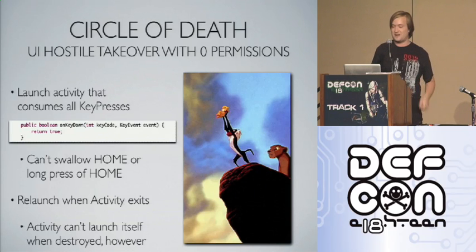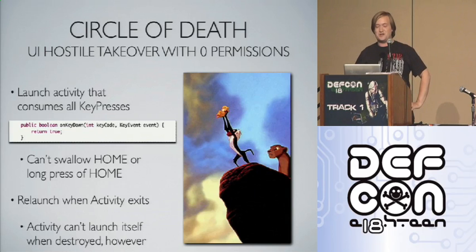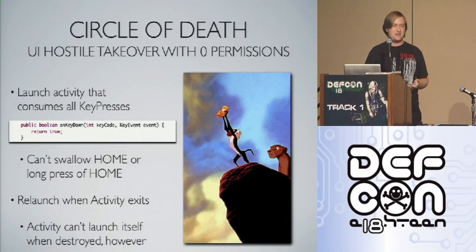So the next thing that I want to talk about, I like to call the circle of death. And this is basically just a hostile takeover of the UI. So it's pretty simple. You just launch an activity and consume all key press events. So here in the onKeyDown method, we're just returning true, which says we handled this key press. Don't pass it on to anyone else. So this allows us to catch every key press except for the home button and a long press of the home button, which is a shortcut to allow you to switch between applications.